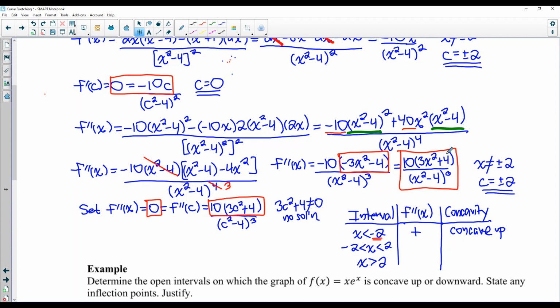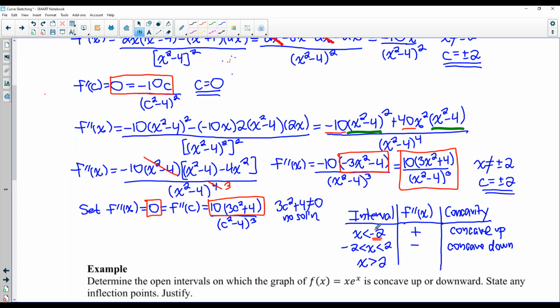Okay, between negative 2 and 2, again, we're just ignoring the numerator because it has no effect on the actual sign. So if you plugged in x equals 0, it'd be 0 squared minus 4, which is negative 4. Negative 4 cubed would be a negative number, so that's negative, which means in that interval, it's going to be concave down.